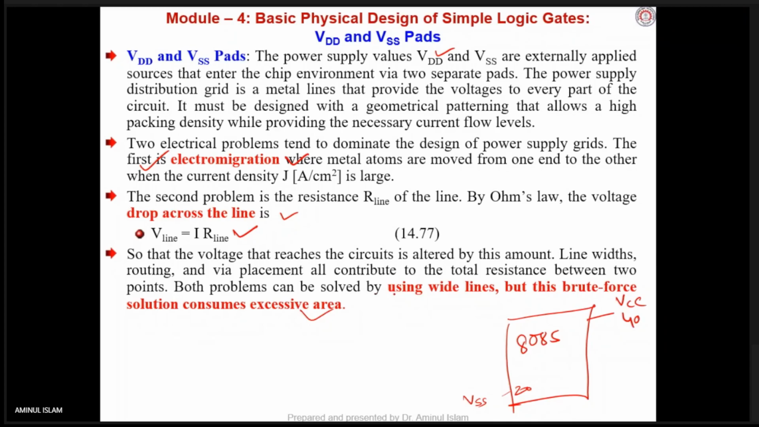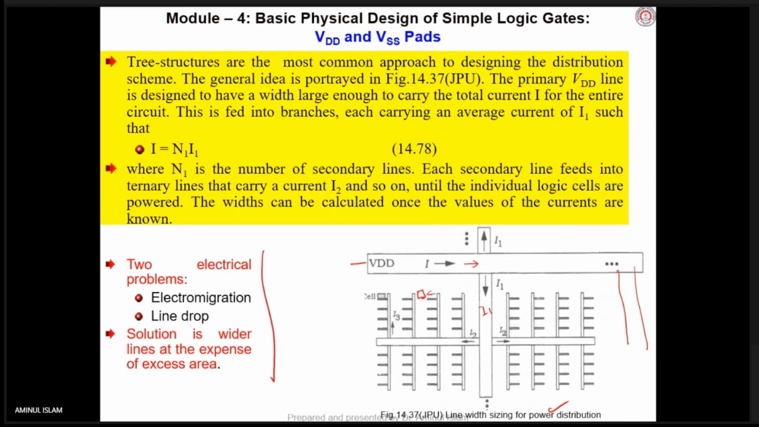So what is the easy solution? Make the lines wider, so the drop will be less, as well as electromigration will not be there. But this brute force solution consumes excess area. You cannot afford that. Silicon area should be saved. You have to route the voltage and ground in such a way that it doesn't take more silicon area.